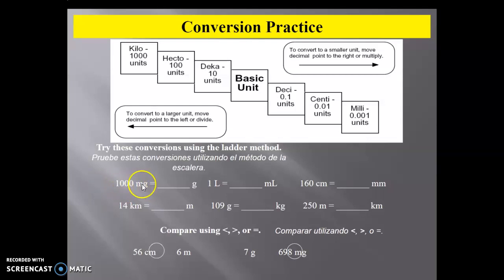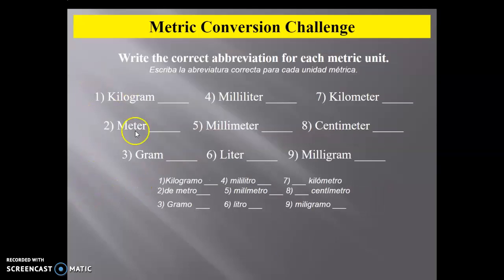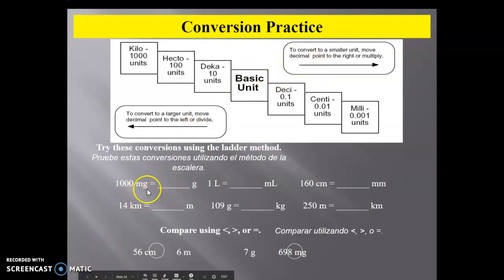So we'll start with 1,000 milligrams. So milligrams is over here. Milli is our prefix. Gram is our base unit. So we're starting at milligrams and we're going to grams. Grams is a base unit, so it's here in the middle. So we are going to jump 1, 2, 3 times to the left. All right, so our decimal point would be to the right of the 0, and it would be 1, 2, 3 times. So you would have 1 gram. You could also write it as 1.000.